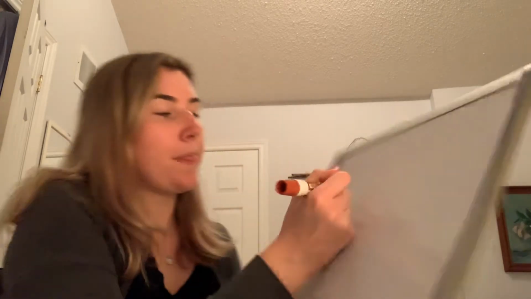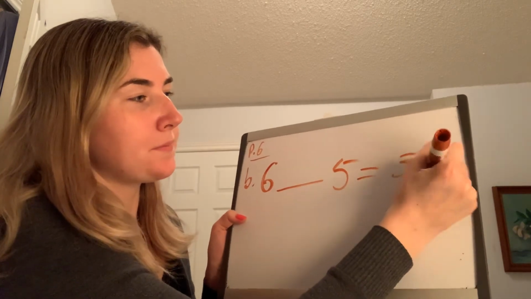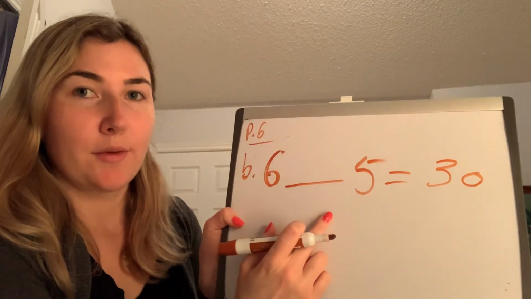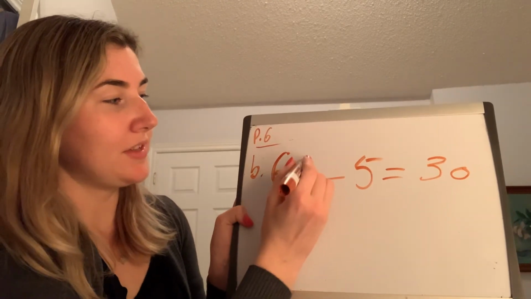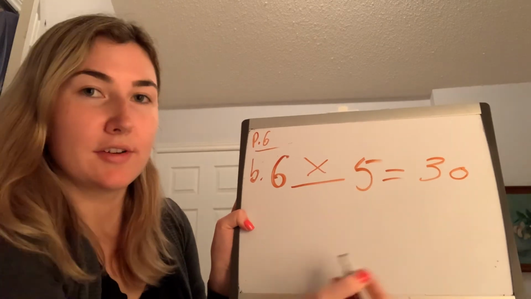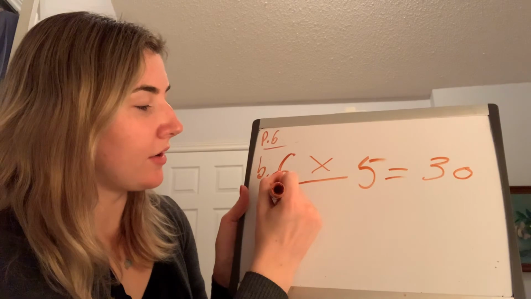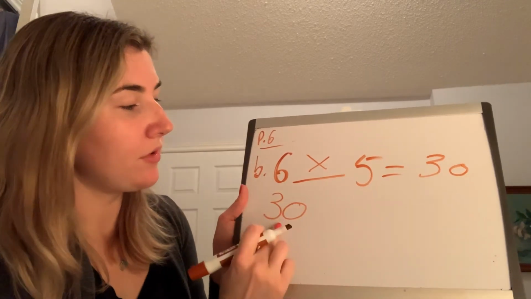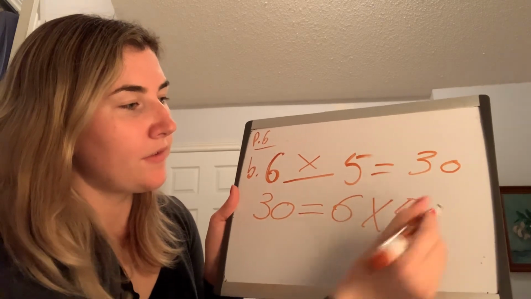So B, we have 6 blank 5 equals 30. So of course now we have to decide whether it'll be an addition or a multiplication sign. Now we know that 6 times 5 will give us 30. And we're not done. We first need to switch over our equation. So we have 30 equals 6 times 5. And then we're done. So you can pause this video and finish up part C.